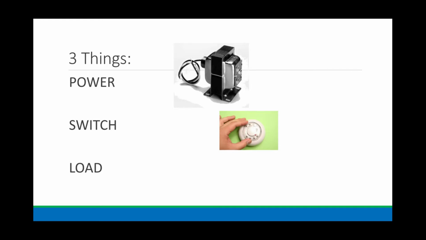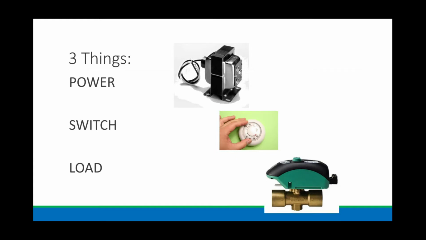I have to energize something, and we're going to energize a load. And the most common load we're going to see in a hydronic heating system would be a zone valve motor. But your circulators are also loads, okay? And fan motors are loads and things of that nature. So we need these three things in every single circuit. You will have multiple switches in a circuit, and you'll have multiple loads. But we always have to have these three things in every circuit: power, switch, and load.